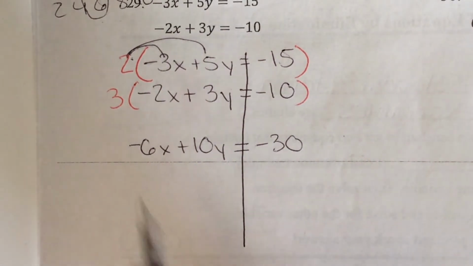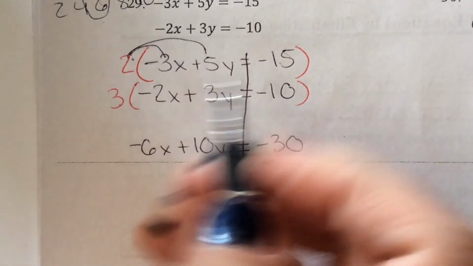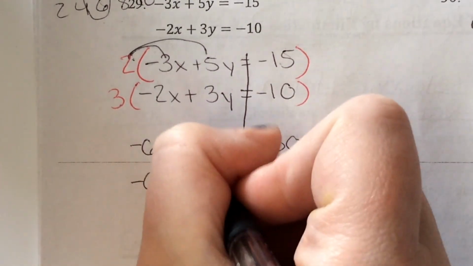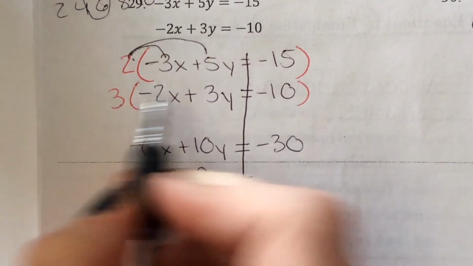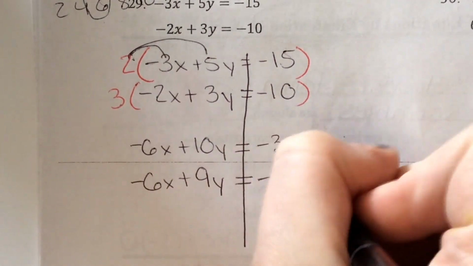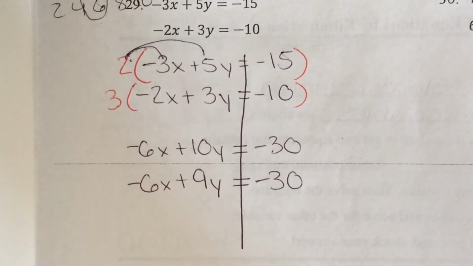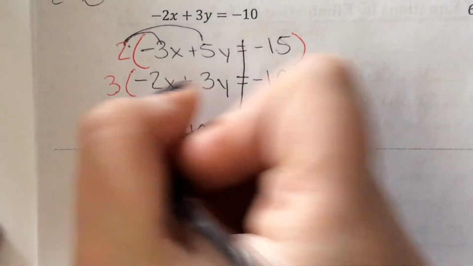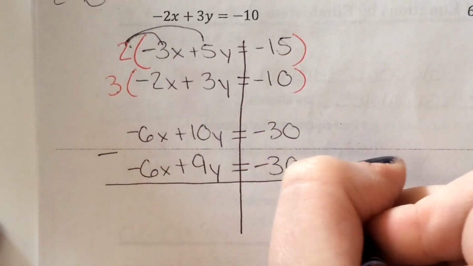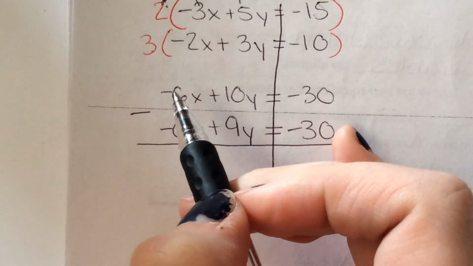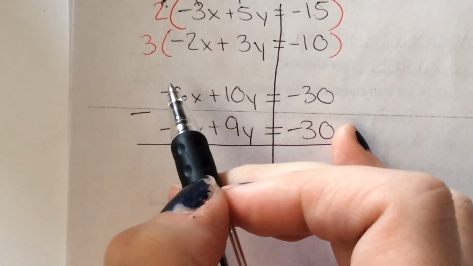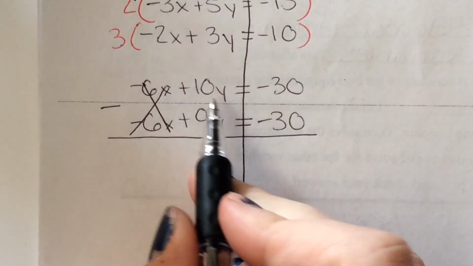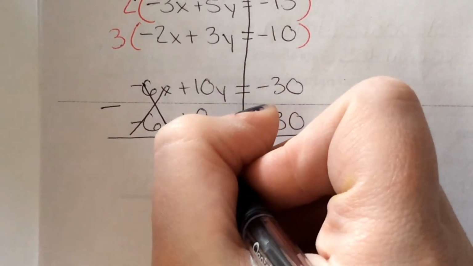Okay. And let's do the bottom one. 3 times negative 2 is negative 6x. 3 times 3 is plus 9y equals 3 times negative 10 is negative 30 also. All right. Think back to your notes from the other day. Same number, same sign means to subtract. Okay? So -6, double negatives make it a plus. So -6 plus 6 is gone. Elimination. 10 minus 9 is just 1y.